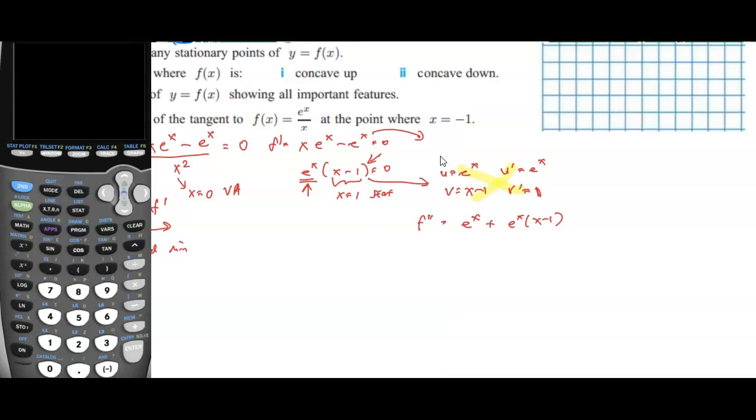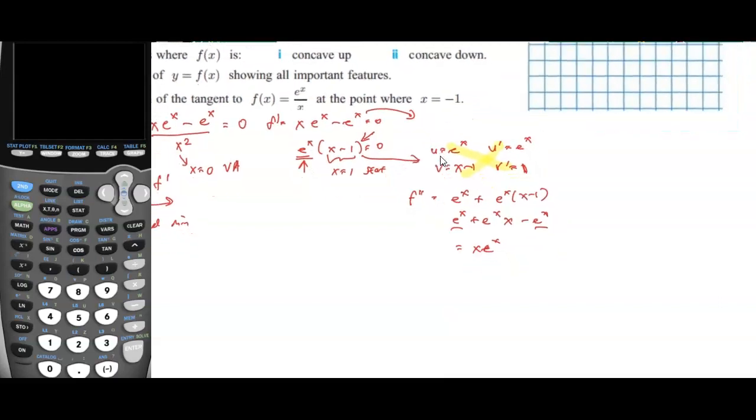And we want to know, let's see, I'm just going to simplify this. Is that right? I think so. So these two cancel each other out, so we just end up with x e to the x as our second derivative. And we want to know what the stationary points are, so we set it equal to 0. The only way this can be 0 is if x equals 0. So our stationary point for the second derivative is going to be 0 here, no asymptotes.